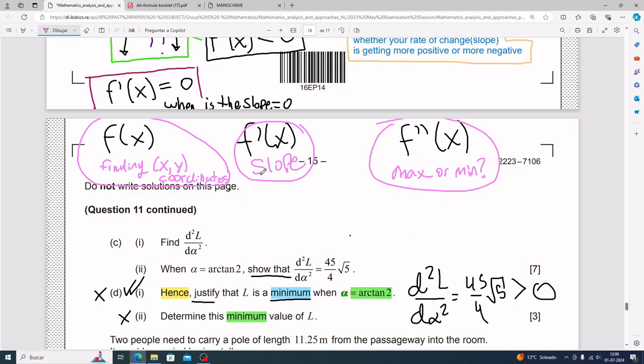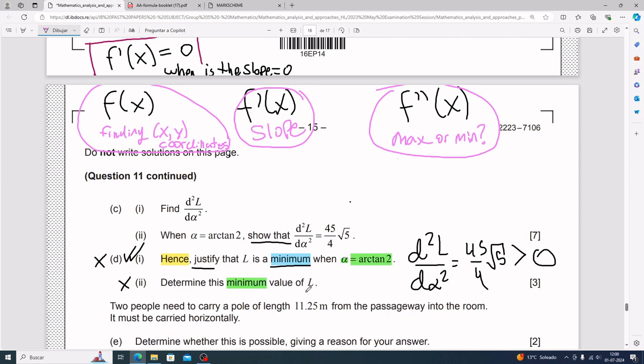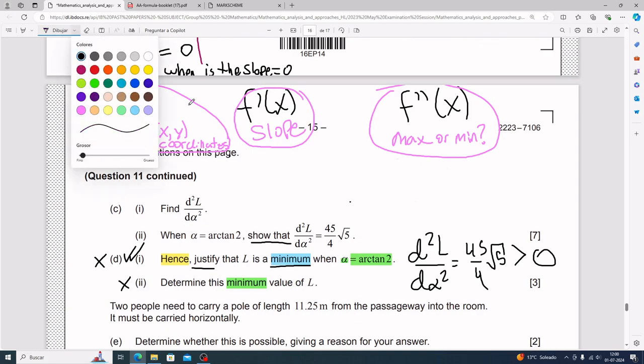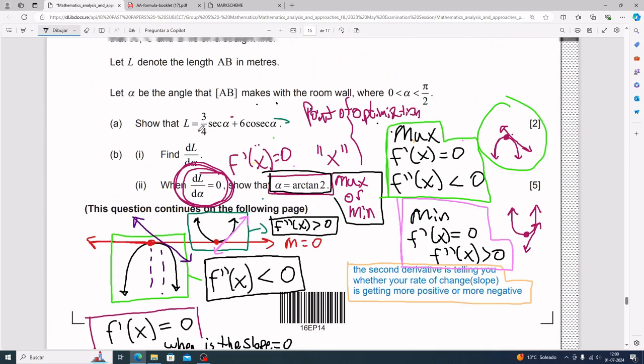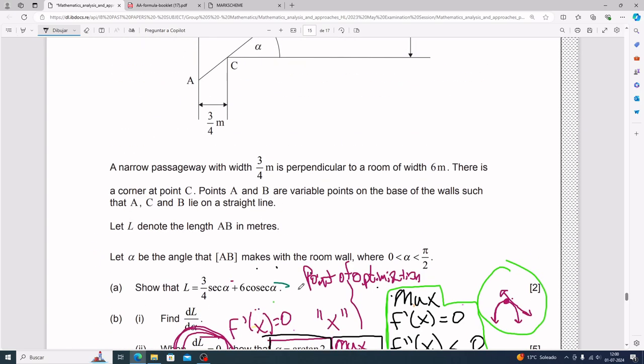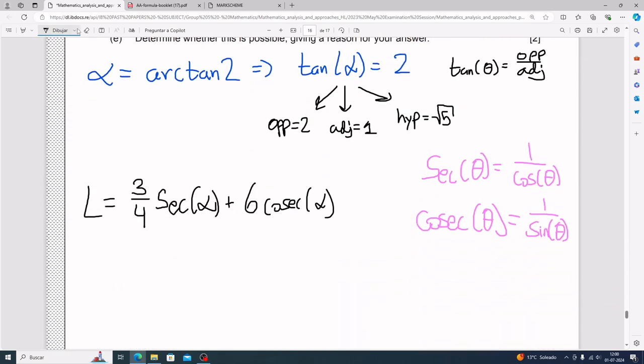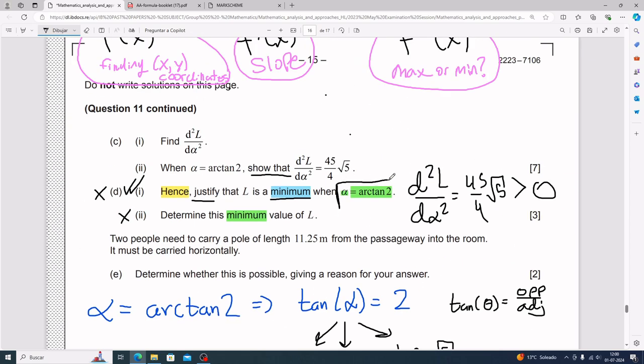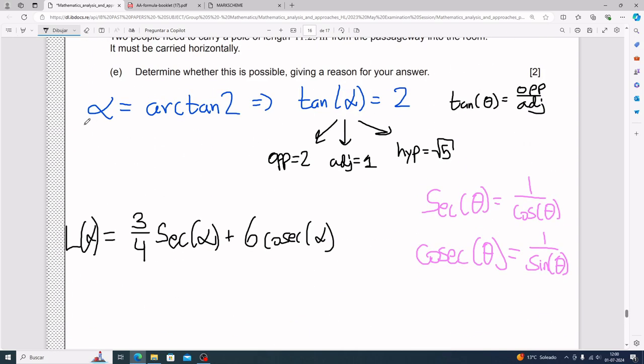So for your minimum value of L, my function up here is L equals that whole thing. So really what you have is a function of L with respect to some alpha or angle that you're plugging in. So when your angle equals arctan 2, what is this length? And when alpha equals arctan 2, you're going for a minimum. So basically, plug in alpha equals arctan 2 in order to find the minimum value for L over here, right?